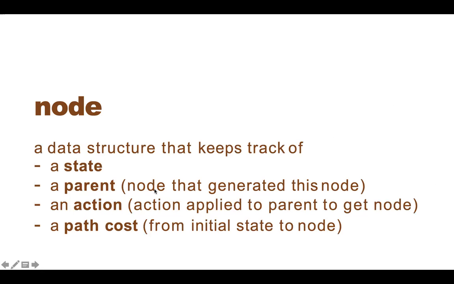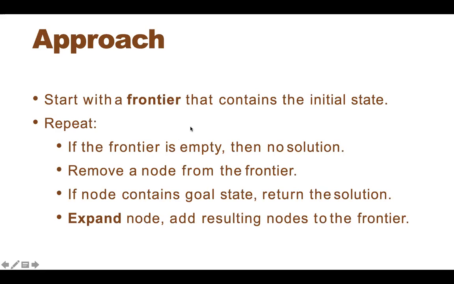Node. A node is a data structure that keeps track of a state, a parent, an action, and a path cost. Approach. You have to start with a frontier that contains the initial state. No matter what algorithm you're using, you repeat: if the frontier is empty, then there's no solution. And you keep removing a node from the frontier. If the node contains a goal state, then that is your solution and you stop.